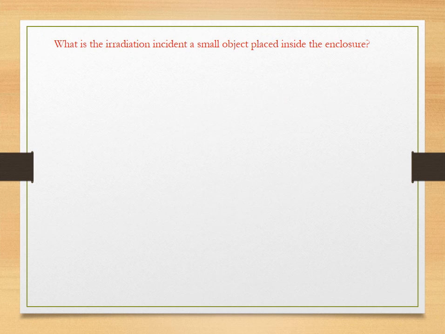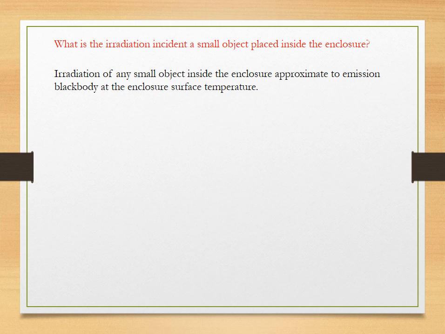Next question, what is the radiation incident on a small object placed inside the enclosure? Knowing that the irradiation of a small object inside the enclosure is approximately the emission of a blackbody, it will give us the same answer as the previous slide we have shown earlier, which is G equal to 9.07 times 10 to the power of 5 watt per meter square.